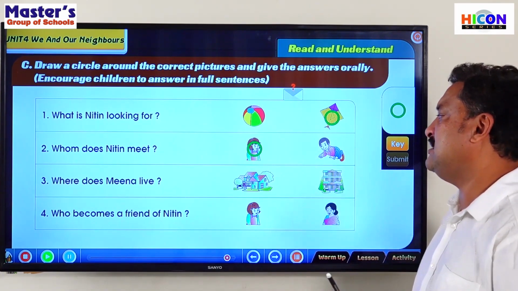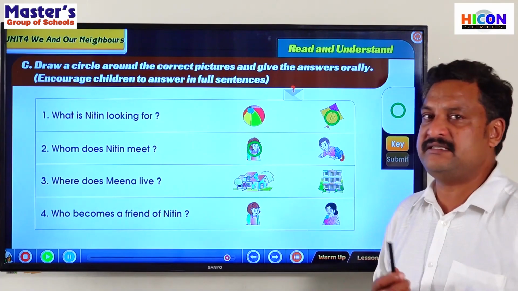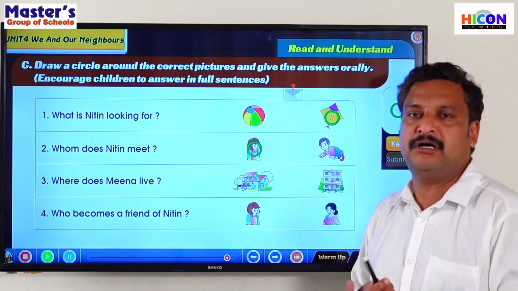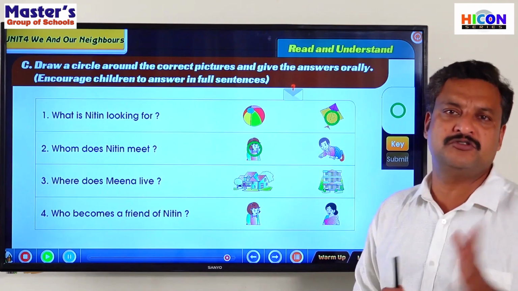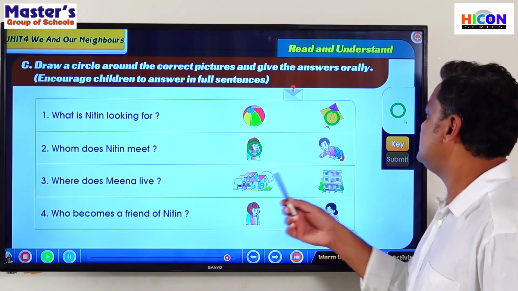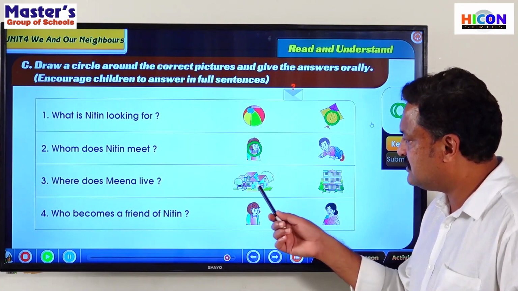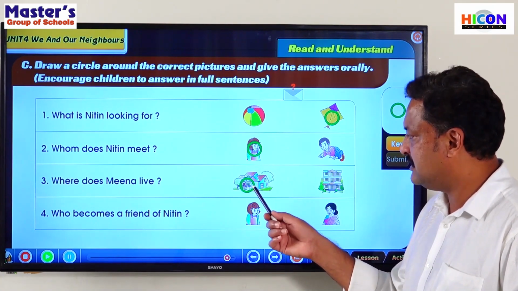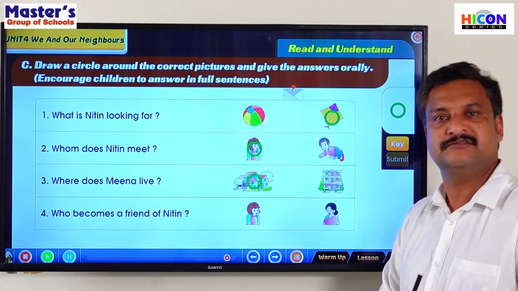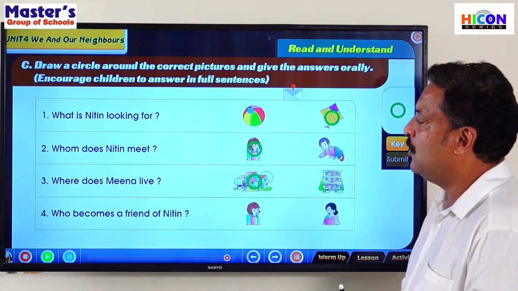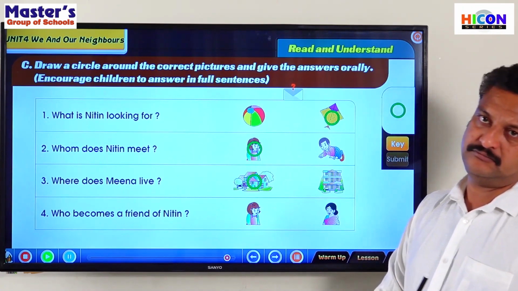Yeah, next to Nitin's house there was another house there, isn't it? It was not that big a bungalow or something like that. It was an ordinary house over there. So which one of these houses is the correct answer? This looks like a smaller house is the correct answer. Okay. Now, who became a friend of Nitin?